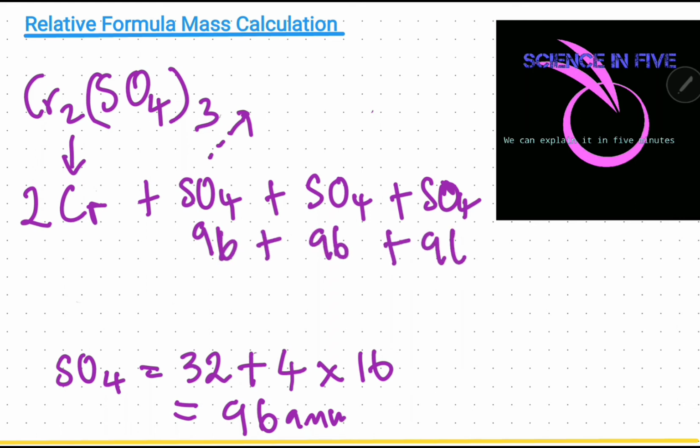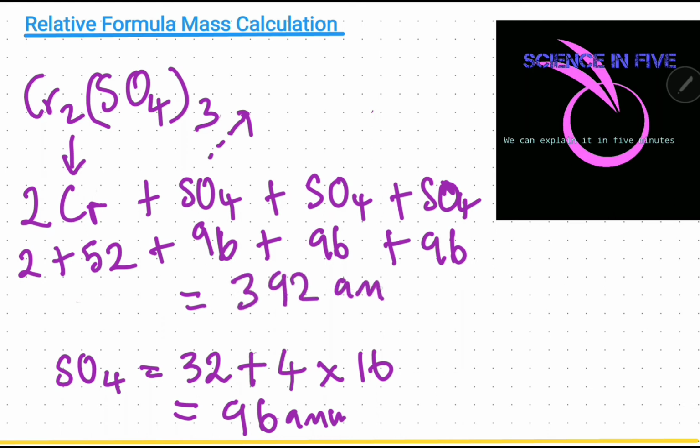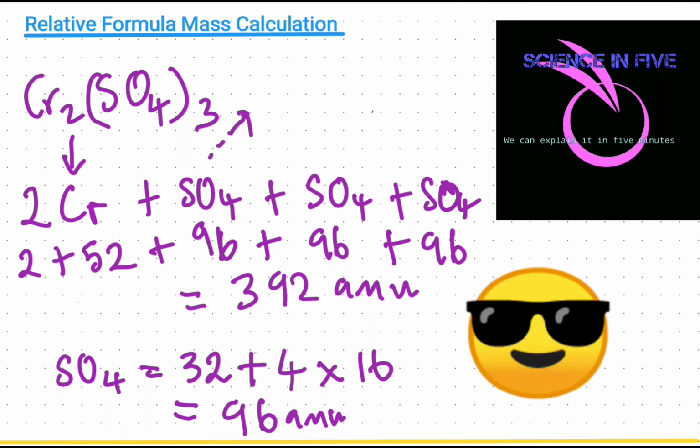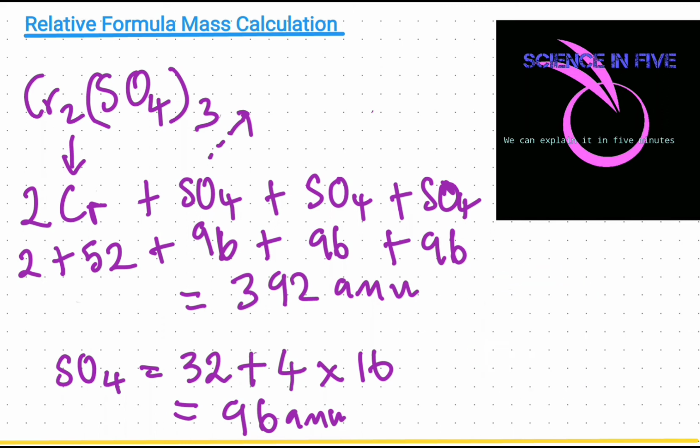And I know there are 2 chromiums. Each chromium is 52 according to the periodic table. Then I add all these masses together. I end up with 392 atomic mass units. So that is how you can work out the relative formula mass of a substance using the periodic table and knowledge of the chemical formula. Remember, the subscripts, the small numbers, tell you how much of the atoms or the combination of atoms is in the formula.